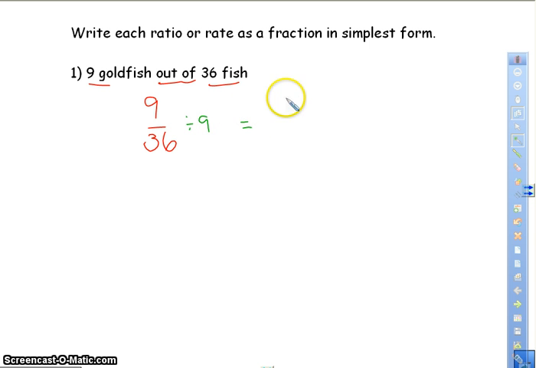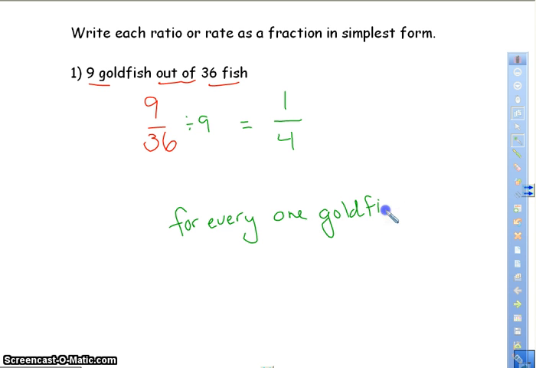So 9 divided by 9 is 1. 36 divided by 9 is 4. And that's my answer. So for every 1 goldfish, there are 4 total fish. That's what my ratio represents in this problem.